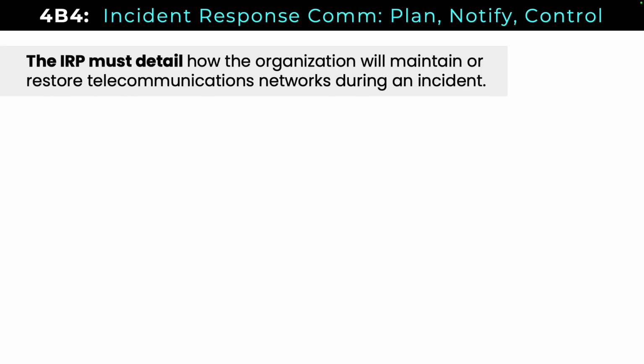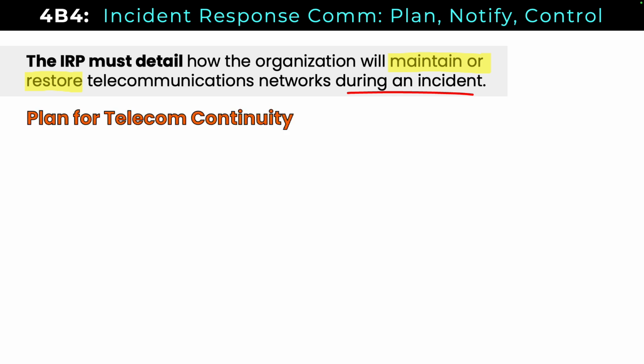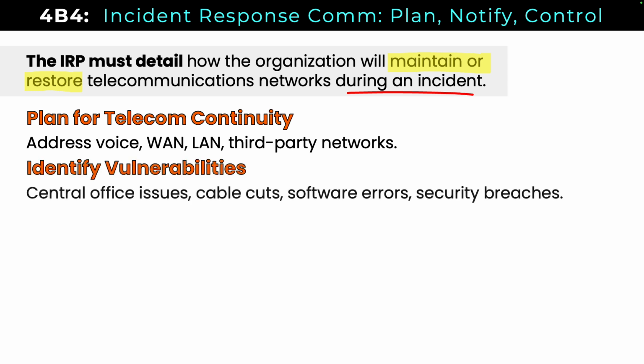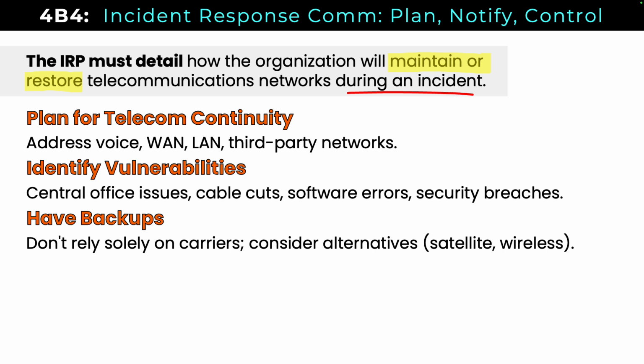But the incident response plan must detail how the organization will maintain or restore the communications network during an incident. So we want to plan for telecom continuity, so addressing voice, WAN, LAN, and third-party networks, identifying vulnerabilities, so central office issues, cable cuts, software errors, security breaches, and having backups. We don't want to rely solely on carriers. We need alternatives, satellite, wireless, etc. So we have connectivity under circumstances where our primary channels may be down.